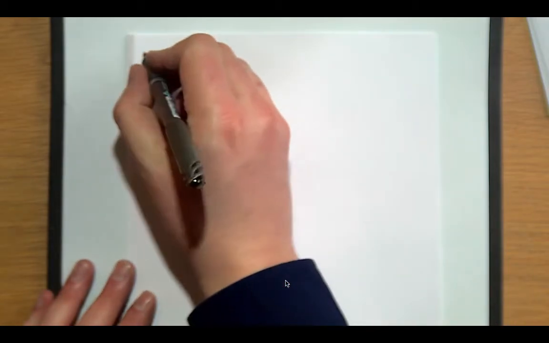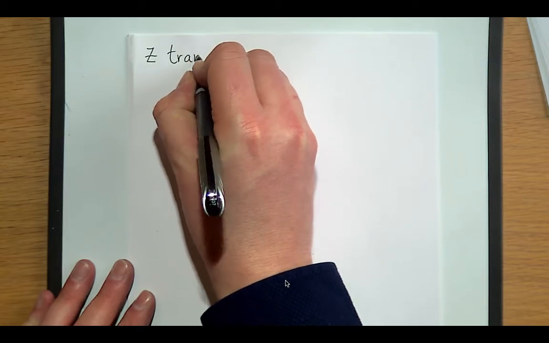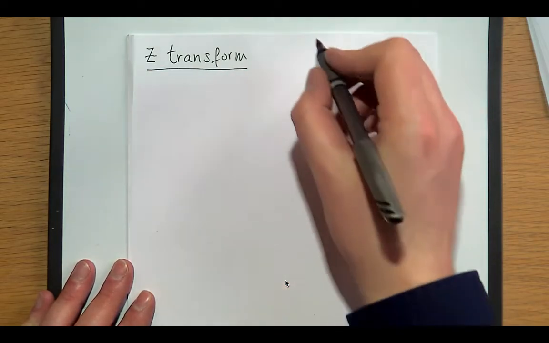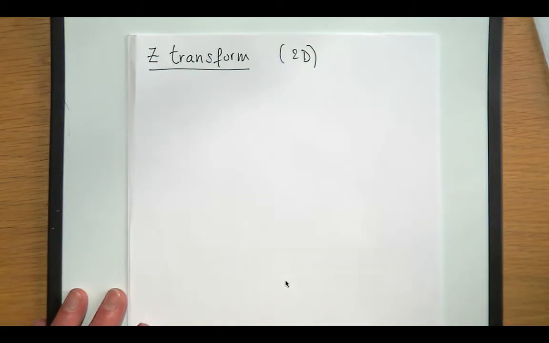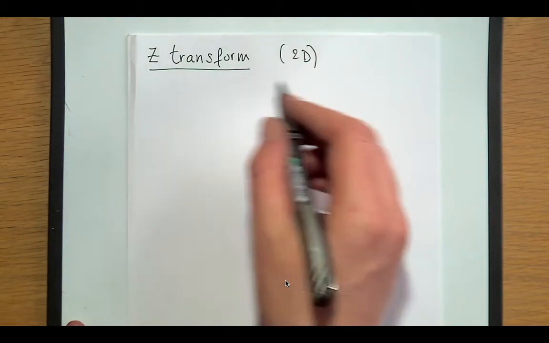Right, so we're going to look at the Z transform, and we're going to look at it in 2D, okay? Right, so just a recall of what we have.